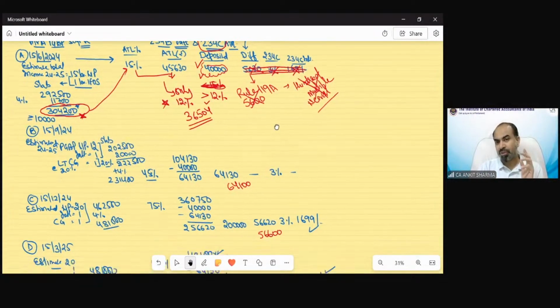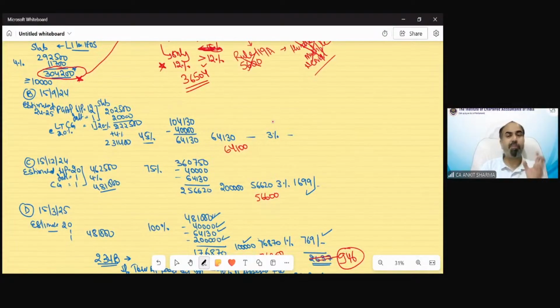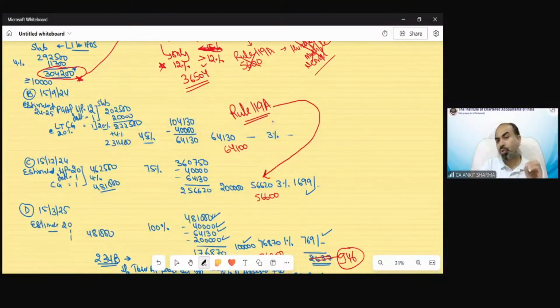Now one more provision for section 234C, and that is rule number 119A. It says whenever you need to calculate interest under section 234C, etc., then this amount, the shortfall, whatever was the shortfall on the third date, 15 December 2024, the shortfall was 56,620. So this amount on which interest is going to be calculated as per rule number 119A, you have to convert it into the nearest multiple of 100 rupees.